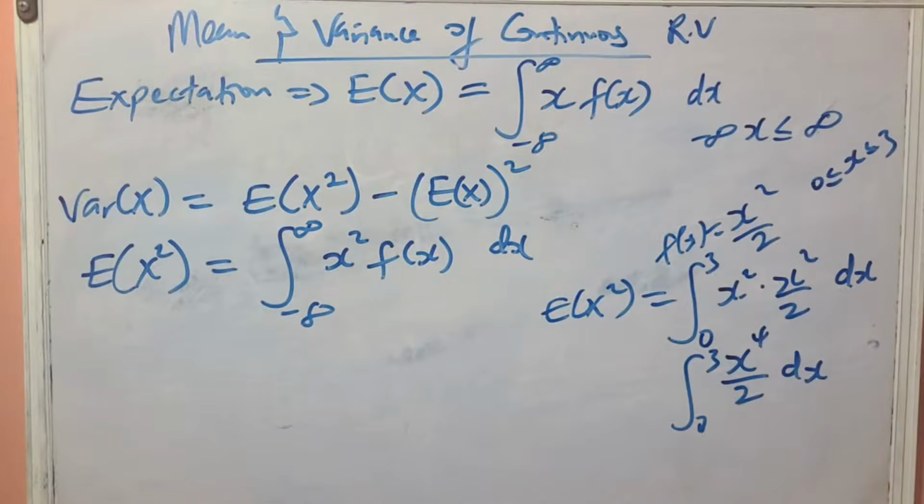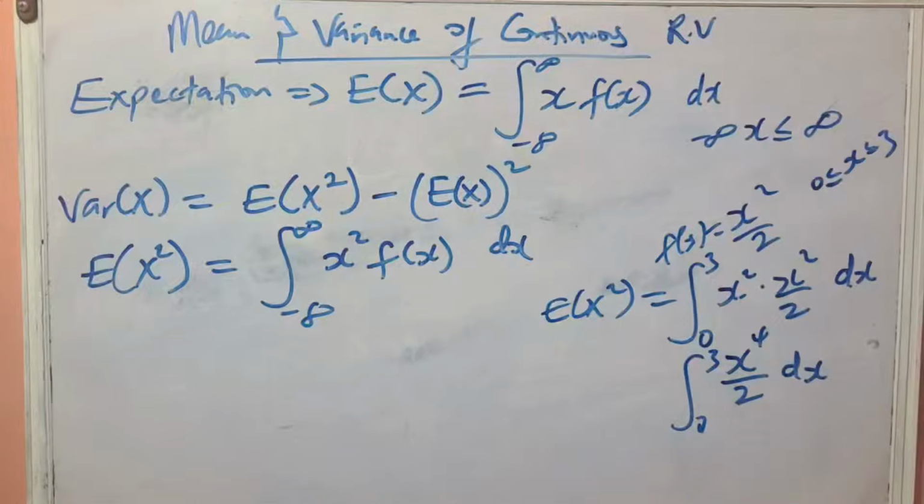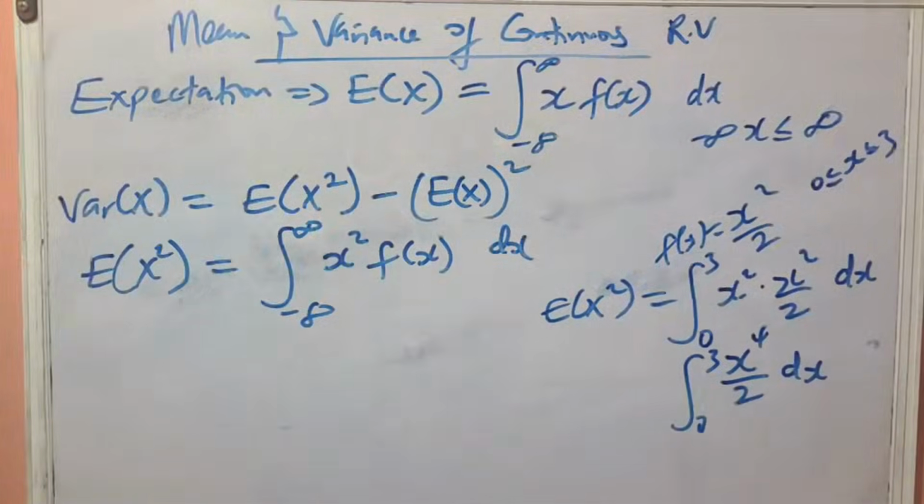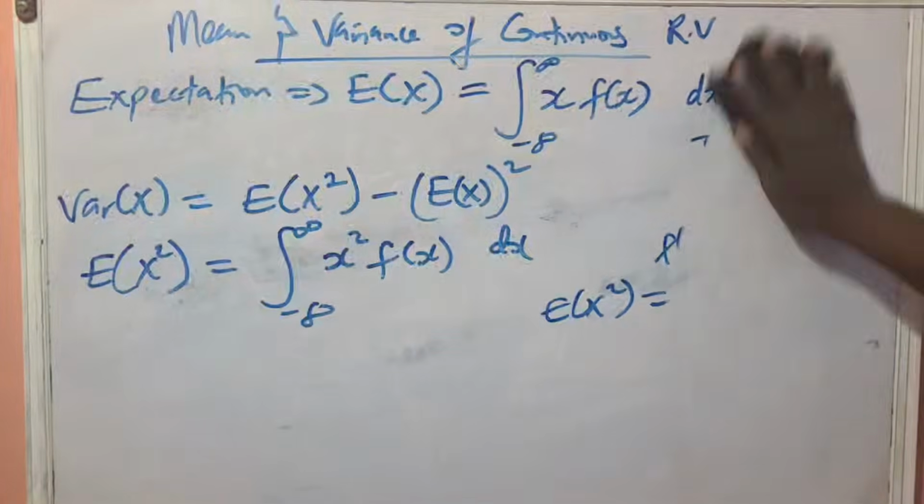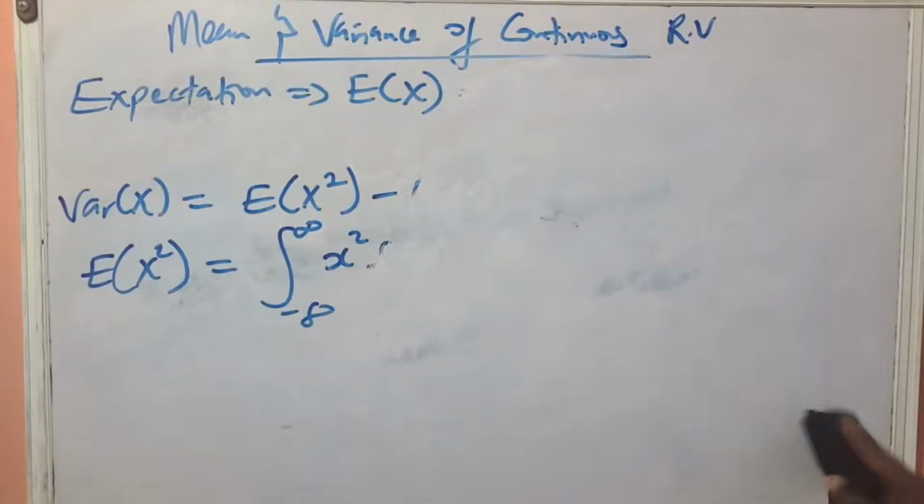And don't forget, this is not the end. After you get this answer, e of x squared, you will need to go and subtract the square of the expectation from it before you can say that's your variance. I'm sure you guys are understanding what's going on here. It's the same thing, just that in this case, you'll be dealing with integration.